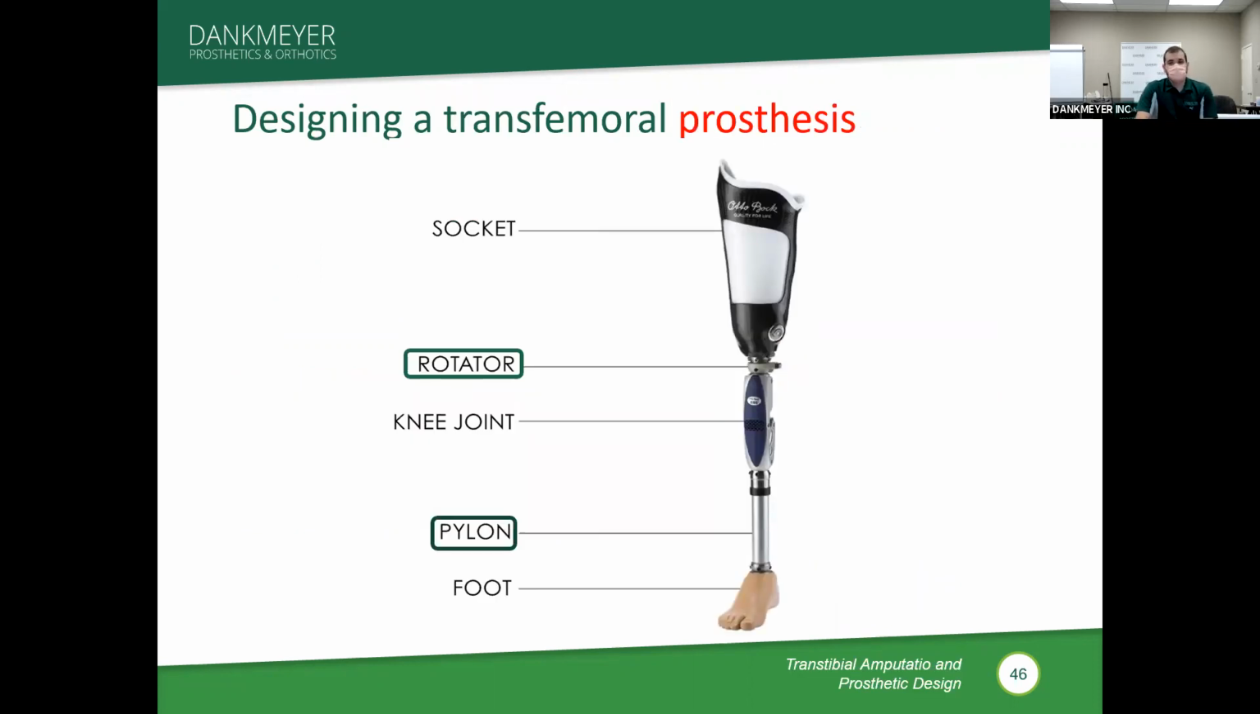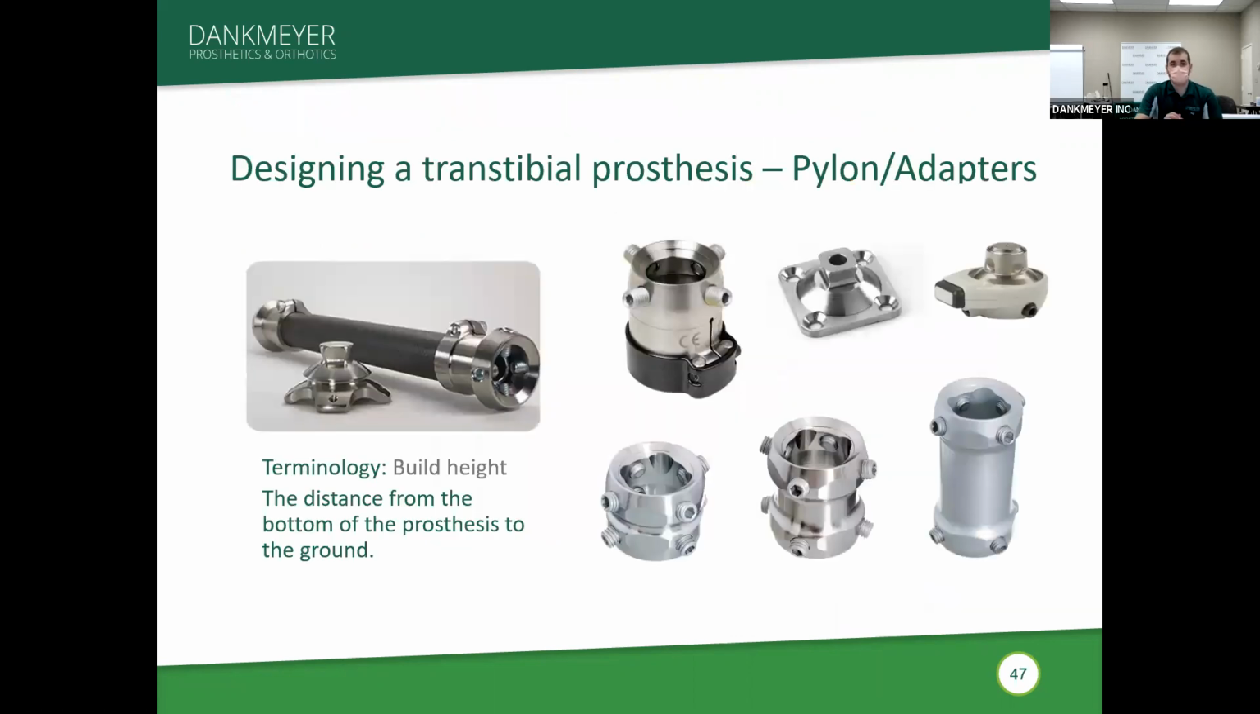So moving on, we'll discuss the components. You typically still have the pylons and the adapters that you'd see in a transfemoral or transtibial prosthesis, with the exception of rotators, which are more commonly used for the transfemoral level. And that's the upper right-hand corner picture.